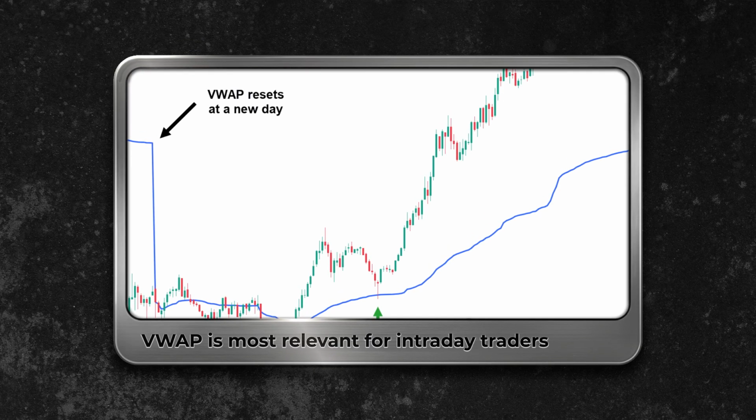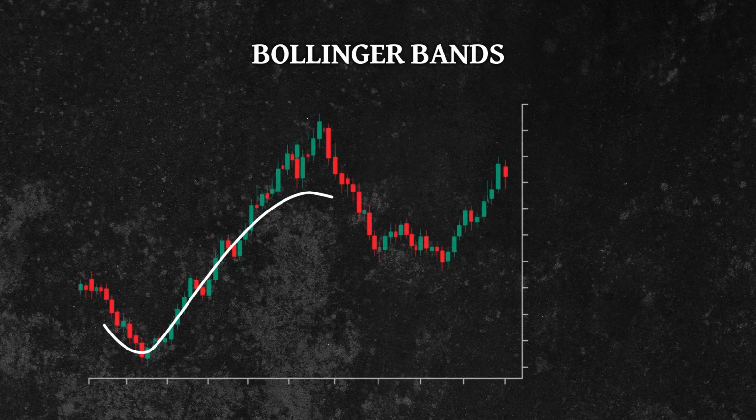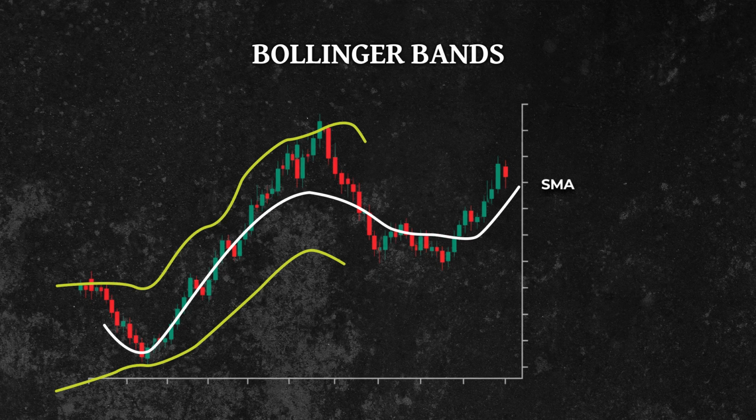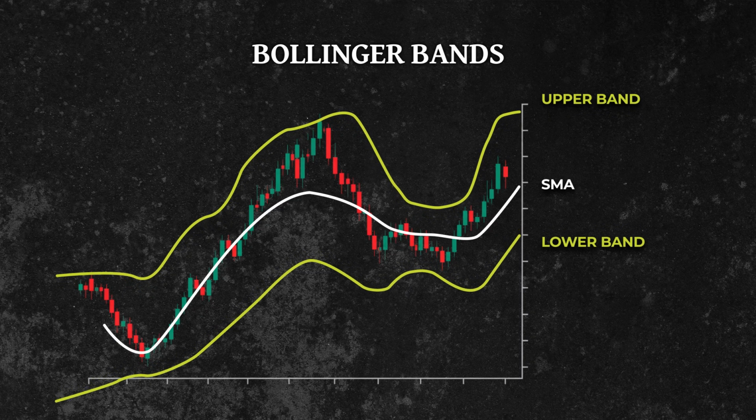That makes VWAP one of the more intuitive indicators to start with, especially when trading contracts with lower intraday margins like micro E-mini futures. Because VWAP resets at the start of each trading session, it's most relevant for intraday traders. Pair it with the moving average for a clearer read on how price fits into the broader trend. And then there are Bollinger Bands. They consist of 3 lines, a simple moving average in the middle, flanked by 2 bands set at standard deviations above and below it. When volatility expands, the bands widen.